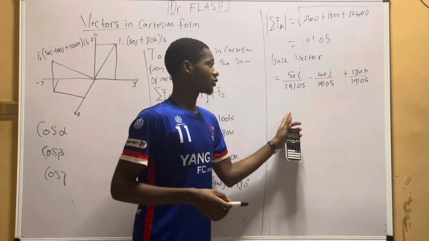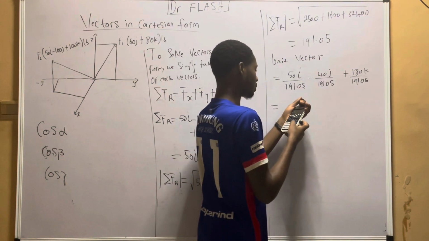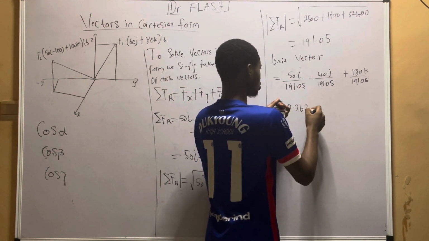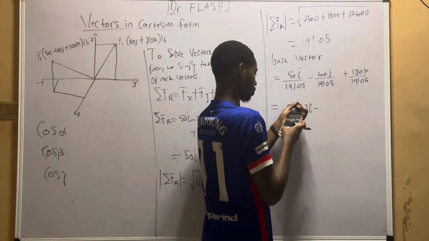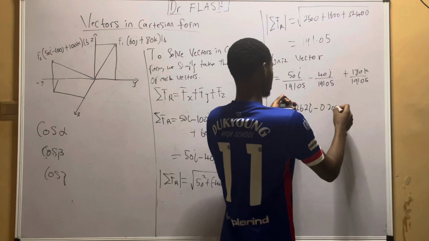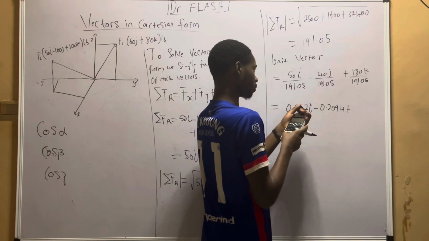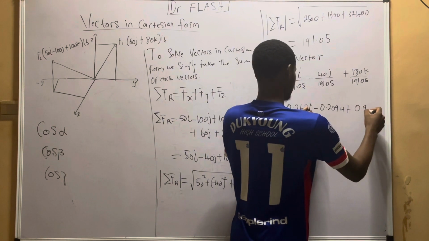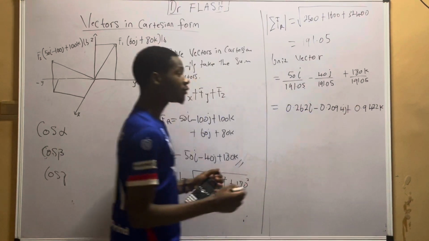Now you could choose to reduce this to decimals, which I'm going to do as well. So we have 50 divided by this answer, we're going to get 0.262i, minus 40 divided by 191.05, that's going to give us 0.2094j, plus 180 divided by 191.05, you get 0.9422k. Now here is the unit vector we just obtained.